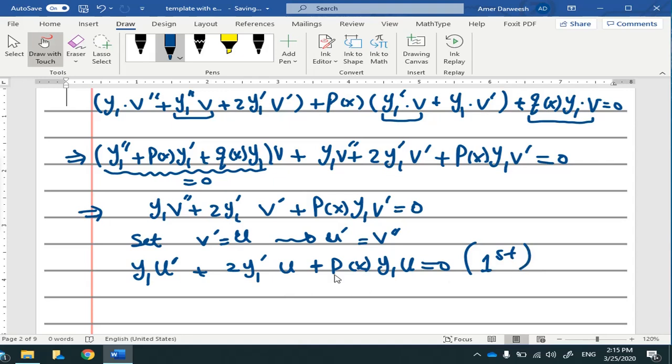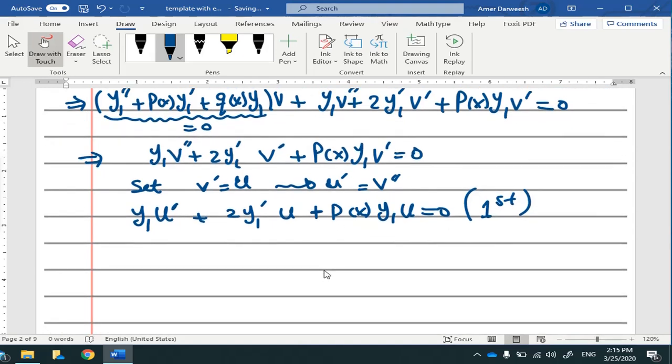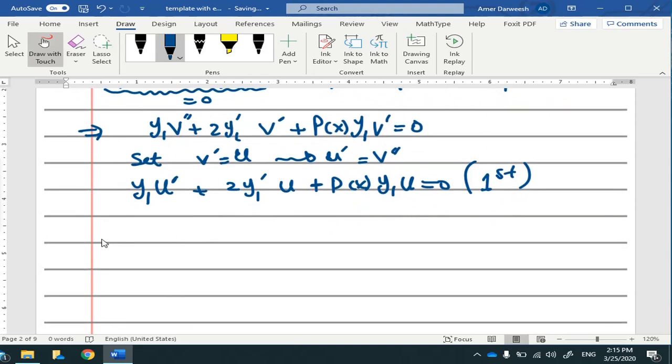So here's the idea why we call the method reduction of order. We reduce the order from second order into first order. Now we solve this equation. Actually, this is a separable equation. So let's solve this equation. What we have is u prime, so I can write now 2y1 prime plus p of x y1 times u equals minus y1 u prime.